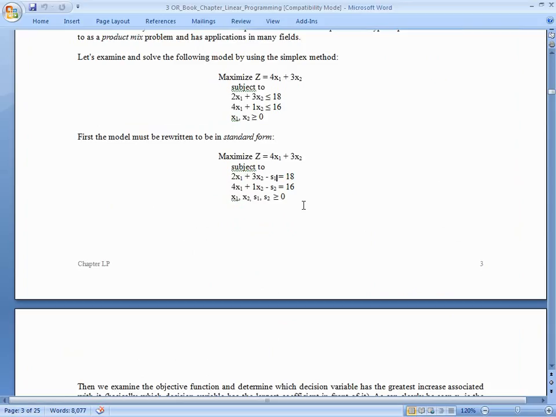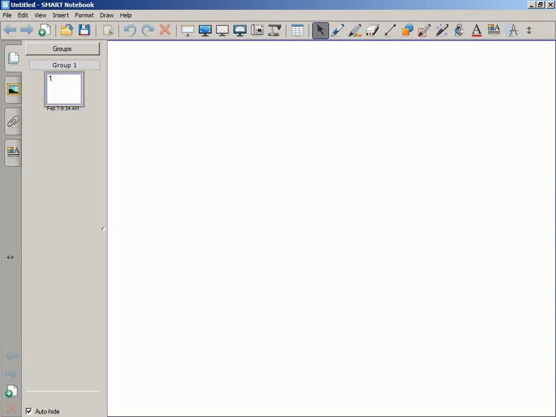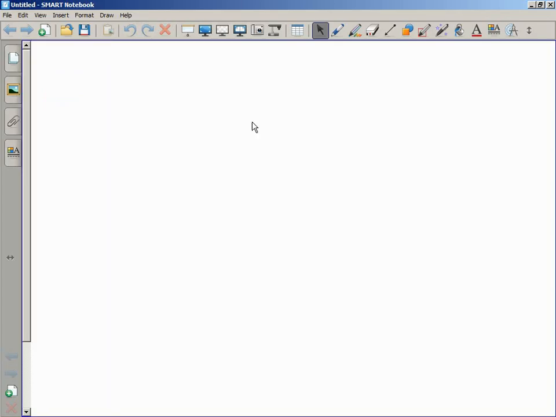So what is a slack variable? Well, let's suppose that I have something that looks like 2x1 less than or equal to 6. Okay, and let's suppose that we say that x1 has to be greater than or equal to 0.